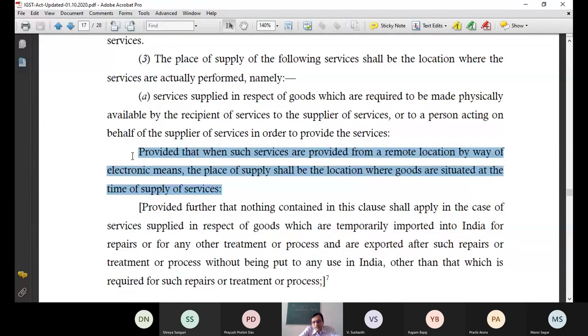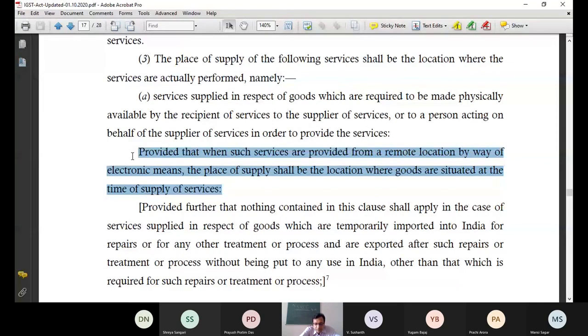Provided that when such services are provided from a remote location by way of electronic means, the place of supply shall be the location where the goods are situated at the time of supply of services. So in that case, suppose you are not supposed to make the goods physically available to the supplier. Through electronic transactions only the services are provided to you. Then what is the rule in that case?